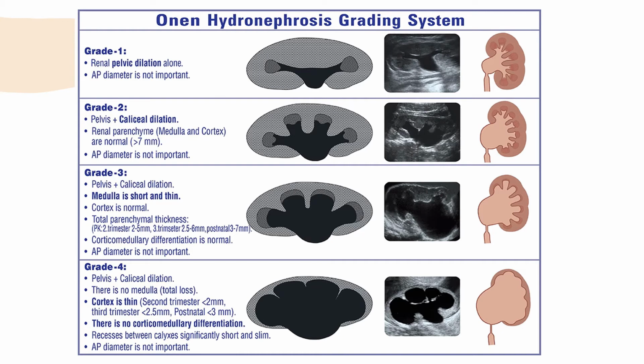Grade 3, we have the pelvis and the calyces, and then the medulla of the kidney becomes short and thin, and the cortex remains normal. And then grade 4, again, we have large inflammation of the pelvis or renal pelvis, large inflammation of the calyces. The cortex is actually now thinning, and we have huge inflammation of the kidney itself.